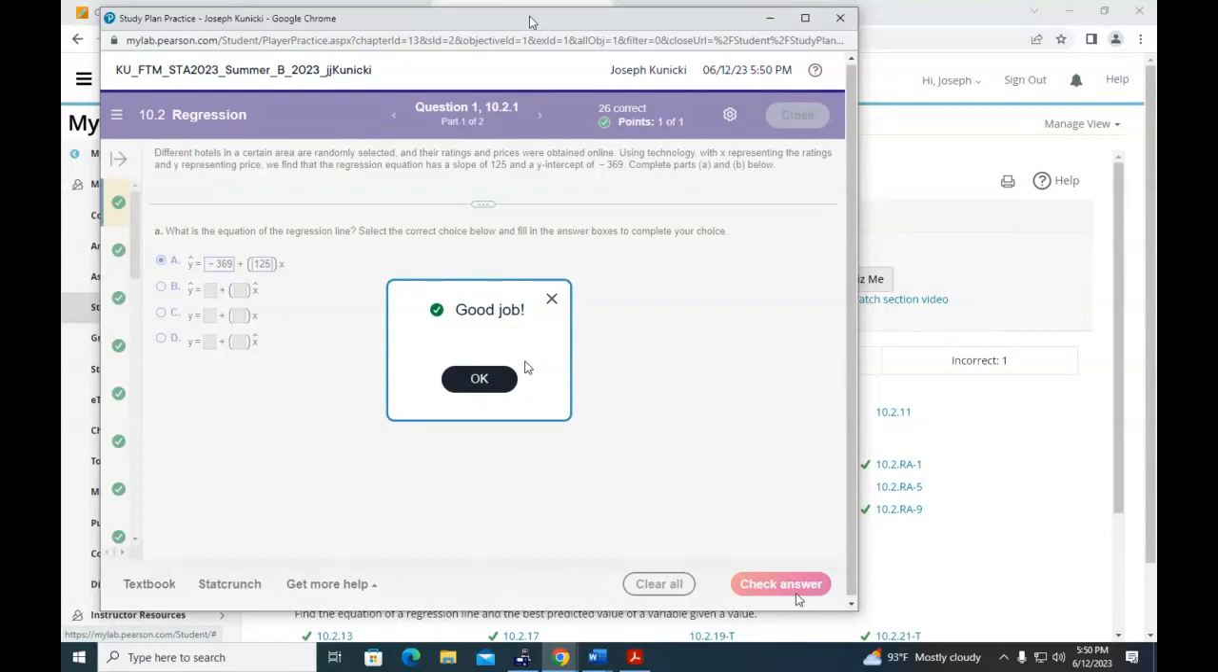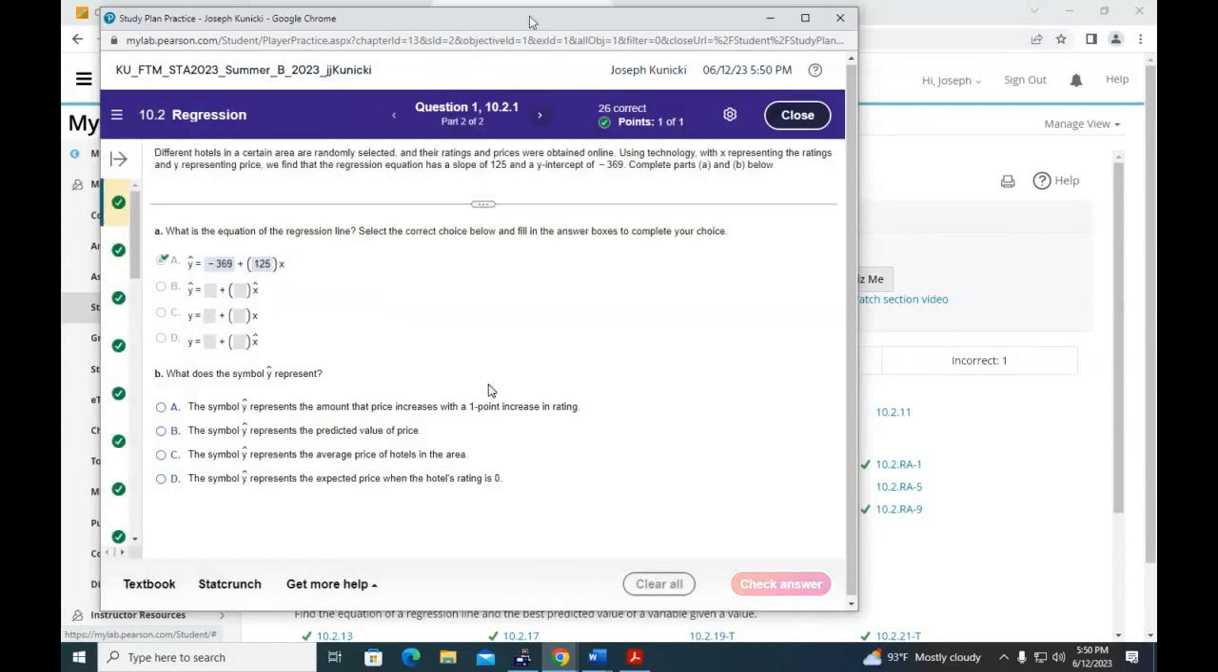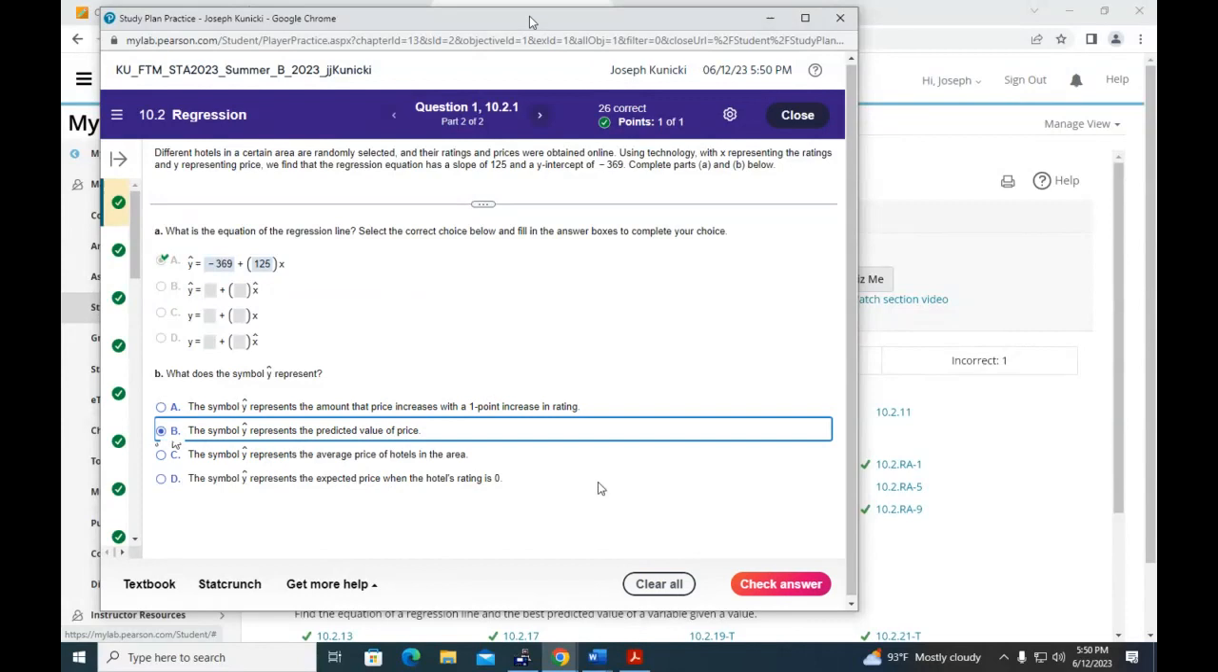It says different hotels in a certain area are randomly selected. As soon as I see randomly selected, it's a sample. So what does the y symbol, y hat, represent? It's the predicted value of y, of the price.